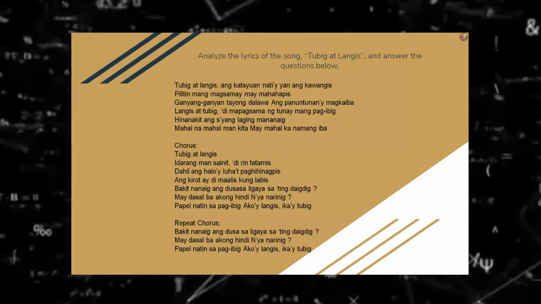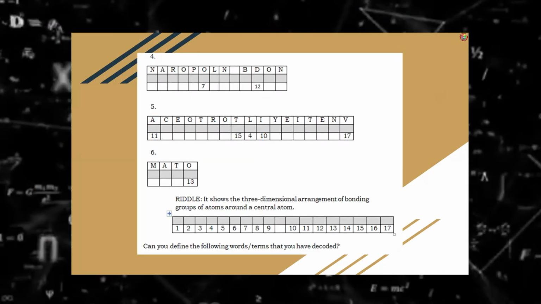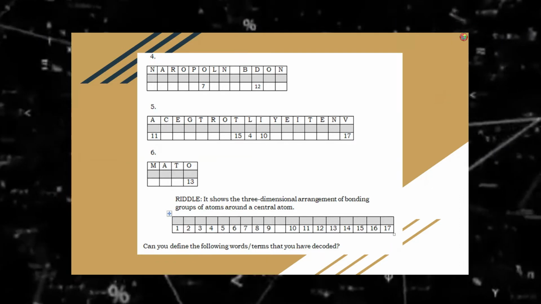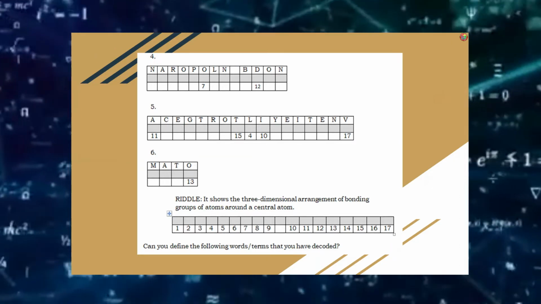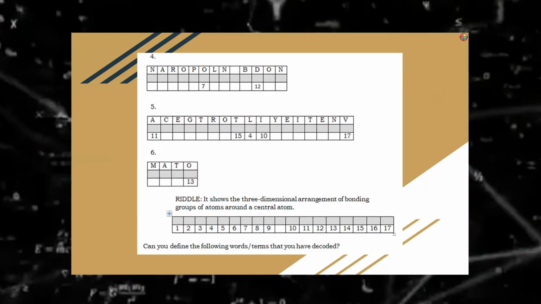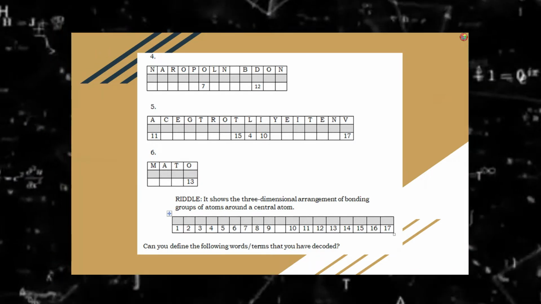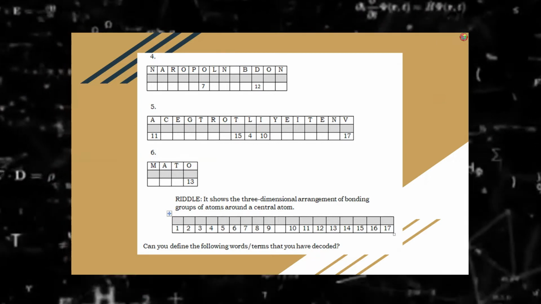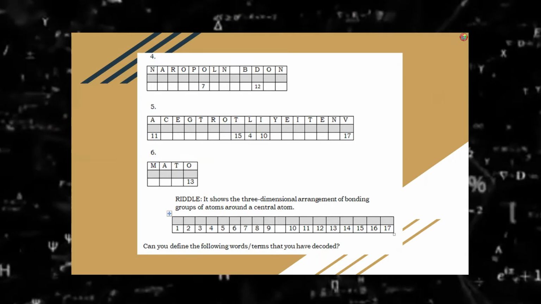Now, the answers for this activity are: number 1, molecule; number 2, polar bond; 3, lone pair; 4, nonpolar bond; 5, electronegativity; 6, atom; and for the riddle, molecular geometry.